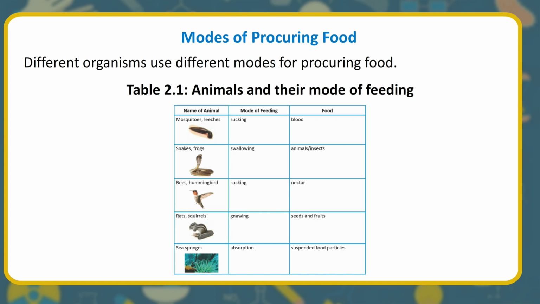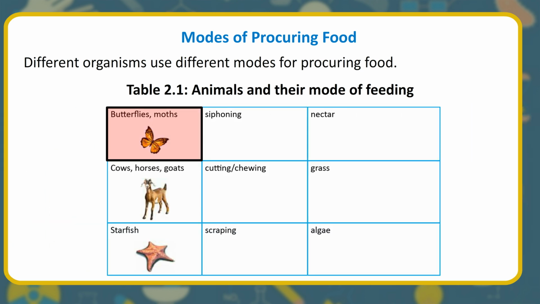Table 2.1 Animals and their mode of feeding. Name of animal. Mode of feeding. Food. Mosquitoes, leeches. Sucking. Blood. Snakes, frogs. Swallowing. Animals/insects. Bees, hummingbird. Sucking. Nectar. Rats, squirrels. Gnawing. Seeds and fruits. Sea sponges. Absorption. Suspended food particles. Butterflies, moths. Siphoning. Nectar. Cows, horses, goats. Cutting/chewing. Grass. Starfish. Scraping. Algae.